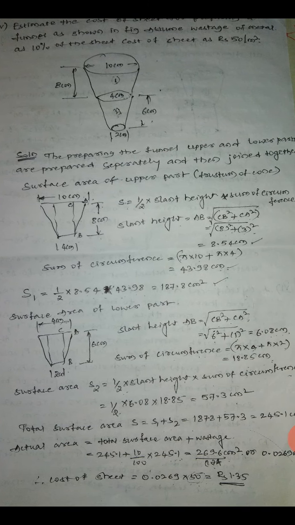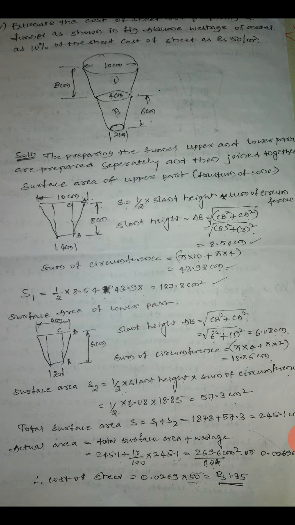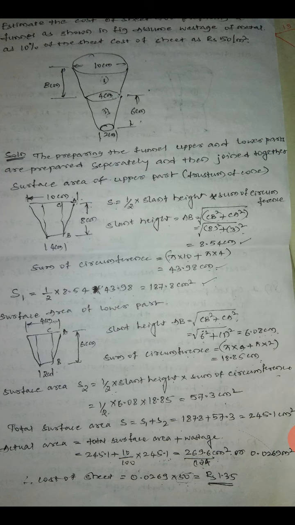Then the surface area of the lower part. The slant height AB is the square root of CB square plus CA square, that is 6 square plus 1 square, that equals 6.08. The sum of the circumferences equals 18.85 centimeter. Then S2, the surface area of the lower part, is half into slant height into sum of the circumferences, that is 1 by 2 into 6.08 into 18.85, that is 57.3 centimeter square.